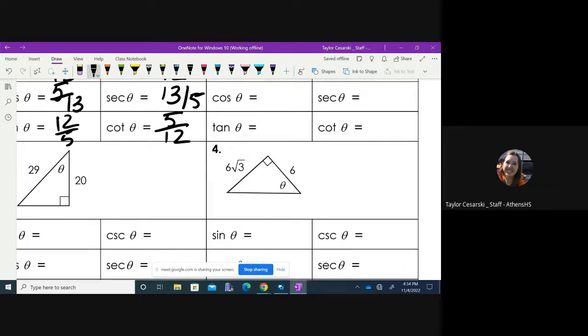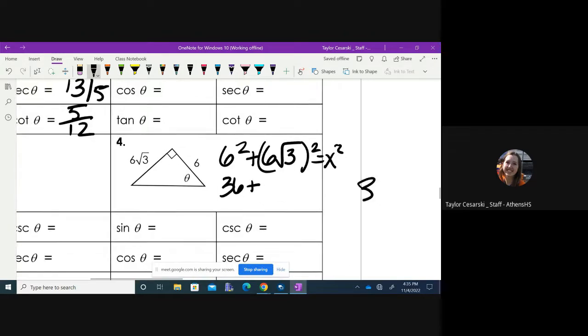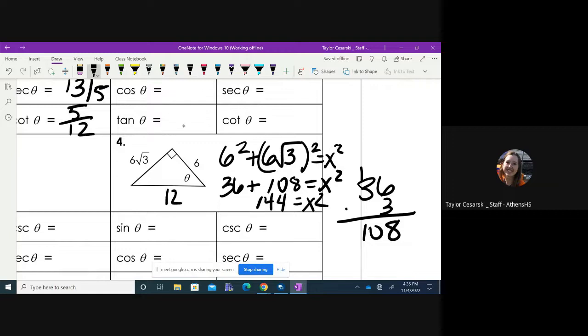Now in this one, notice it's a right triangle and I only have two sides given to me. You may remember this relationship is actually a 30, 60, 90, but let's just do Pythagorean theorem in case you don't remember those relationships. All right, so a squared plus b squared equals c squared. So this is 36 plus 36 times 3, which is 108, equals x squared. So 108 plus 36 is 144. So that makes our hypotenuse 12.